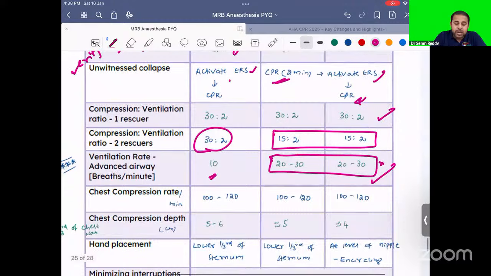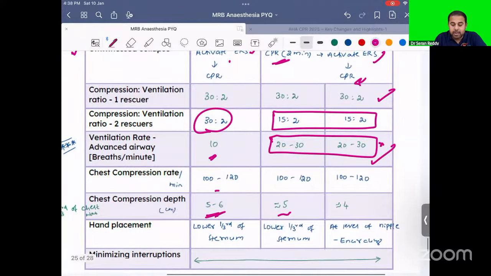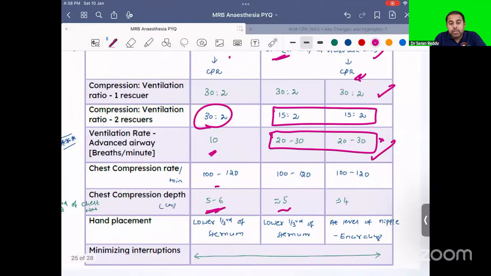Then chest compression rate, 100 to 120 per minute is common. Chest compression depth, 5 to 6 centimeters in adults, around 5 centimeters in children, and around 4 for infants. Hand placement, lower 1/3 of sternum in adults and children. In infants, at the level of the nipple, encircling technique. This has been enforced in the 2025 guidelines. The two-finger technique, they are discouraging that. Minimizing interruptions is common for everything.